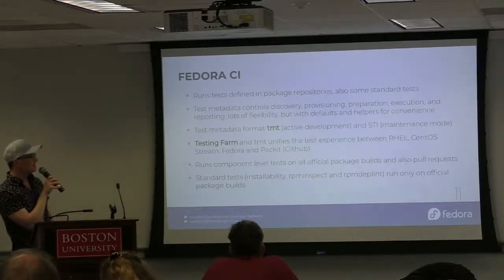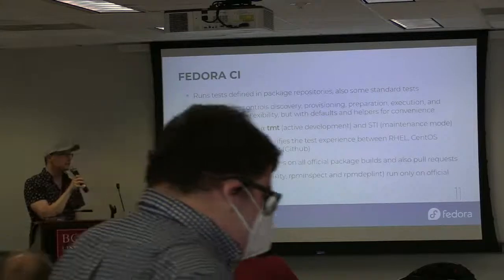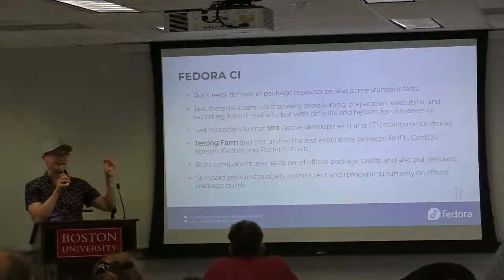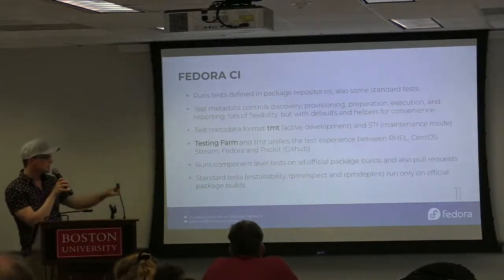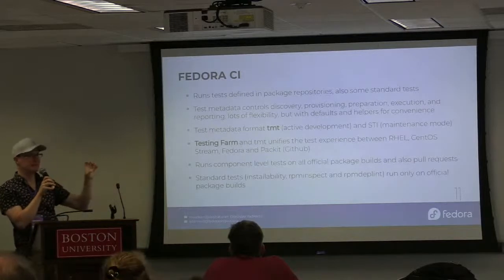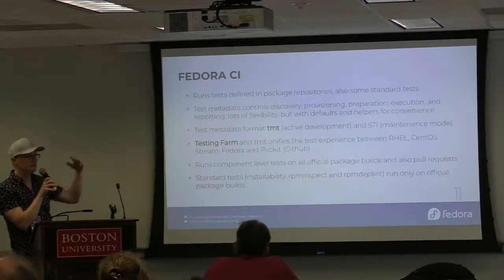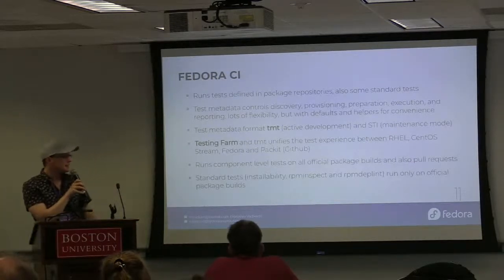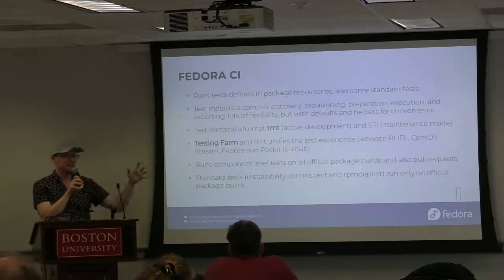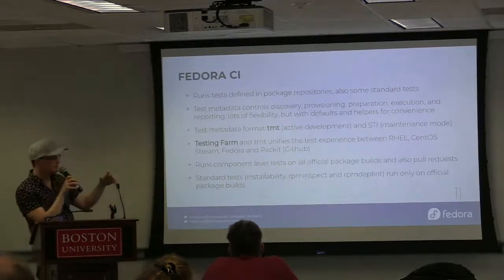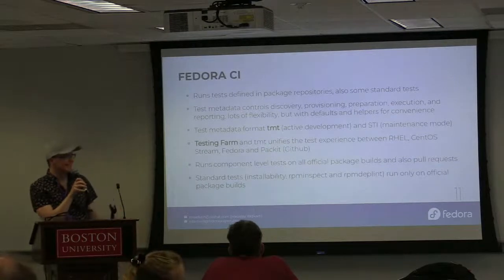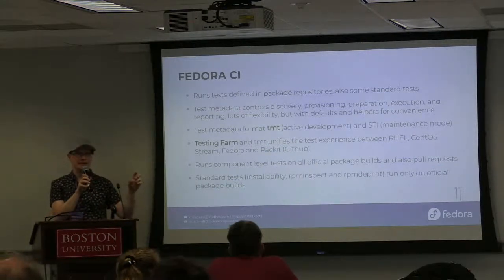The one practical thing Taskatron really did was it ran this suite of standard tests on all package builds. So installability is, can this package actually be installed? Does that work, or does it just throw an error? RPM inspect is kind of like a correctness check for packages. And RPM deplint is kind of checking the dependencies of the package are correct.